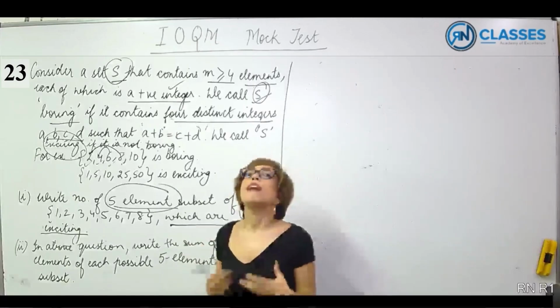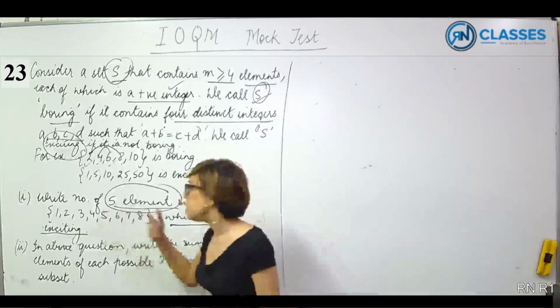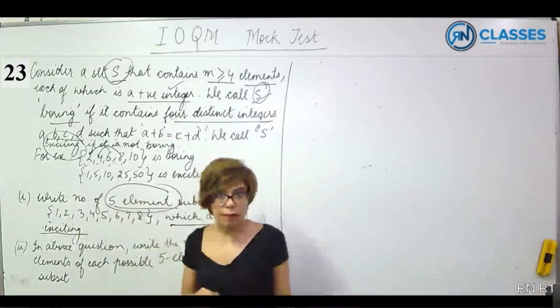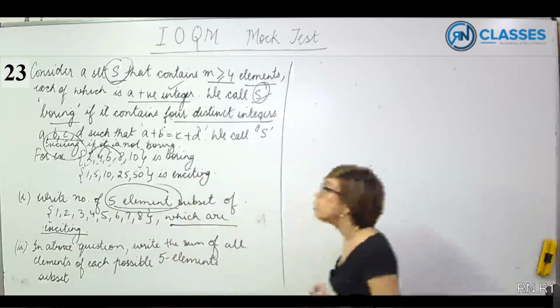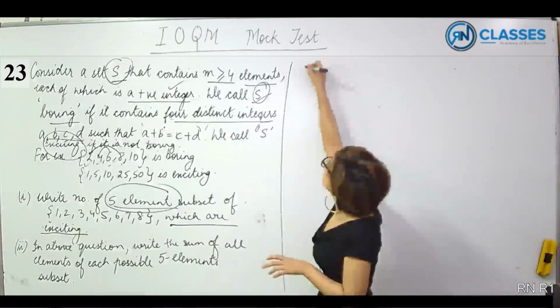So maybe I can find out the possible sums first. Right? Maybe the sum of numbers can be 11. Maybe the sum of numbers can be 5. Right? So maybe let's write all the possible sums that are there. So suppose we are talking about the sum 3.